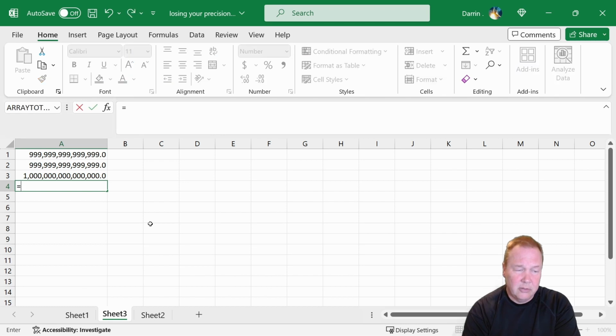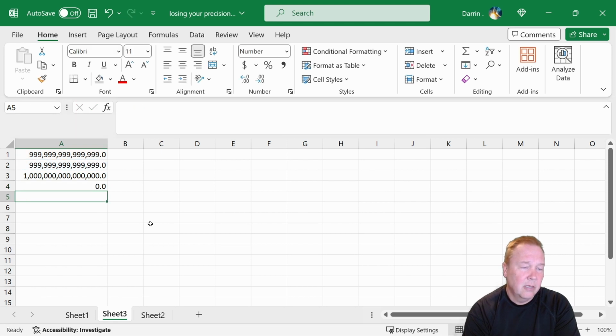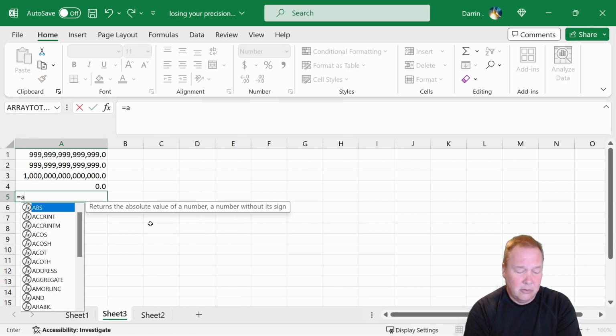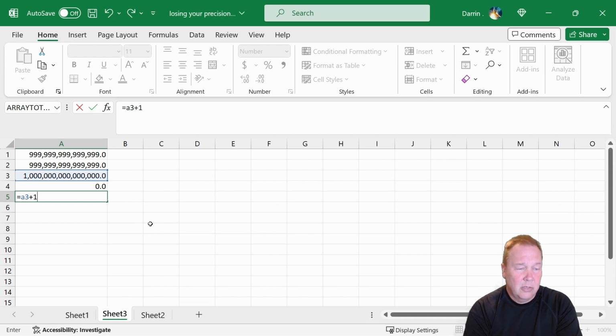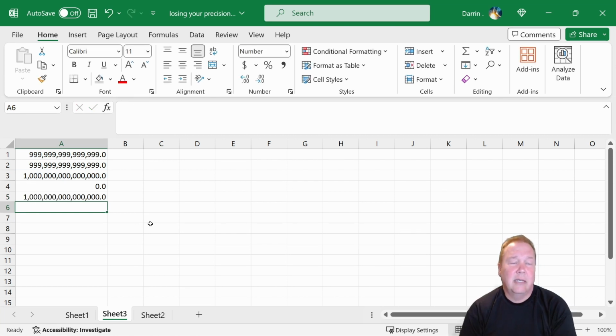What if we do equals A2 minus A1? And it gives us 0, even though somehow we added 0.4 to A2 and got it to roll over, and A1 and A2 don't equal each other now. So this is kind of weird. And if we add to A3, so we'll do A3 plus 1, it didn't do anything. Okay, so what's going on here with some of these weird numbers?